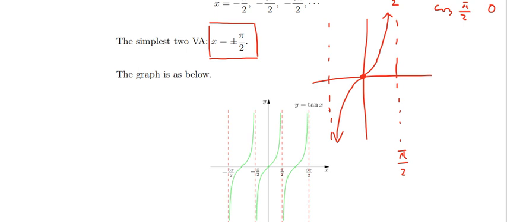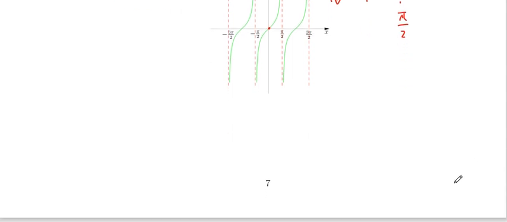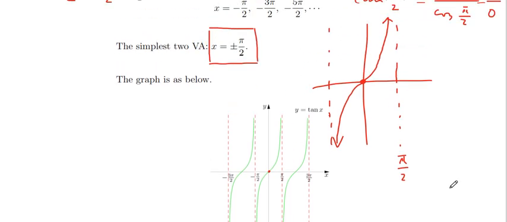This is the graph from the computer. Tangent passes through the point 0, goes up, goes down, and then it just repeats again and again. So for tangent, we just remember that the tangent function has those two vertical asymptotes. This is for the standard tangent.